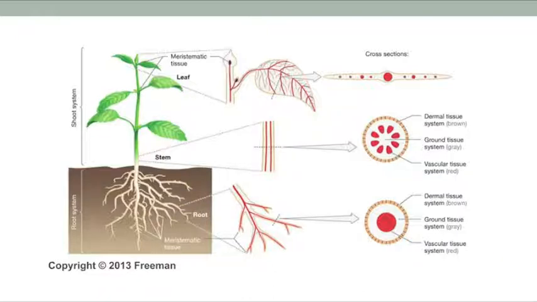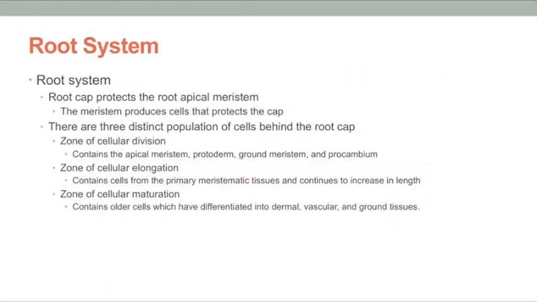This system provides support and structure to the plant, and it also transports water, nutrients, and photosynthetic products between the root and shoot systems. The root system consists of the root cap, zone of cellular division, zone of cellular elongation, and zone of cellular maturation.